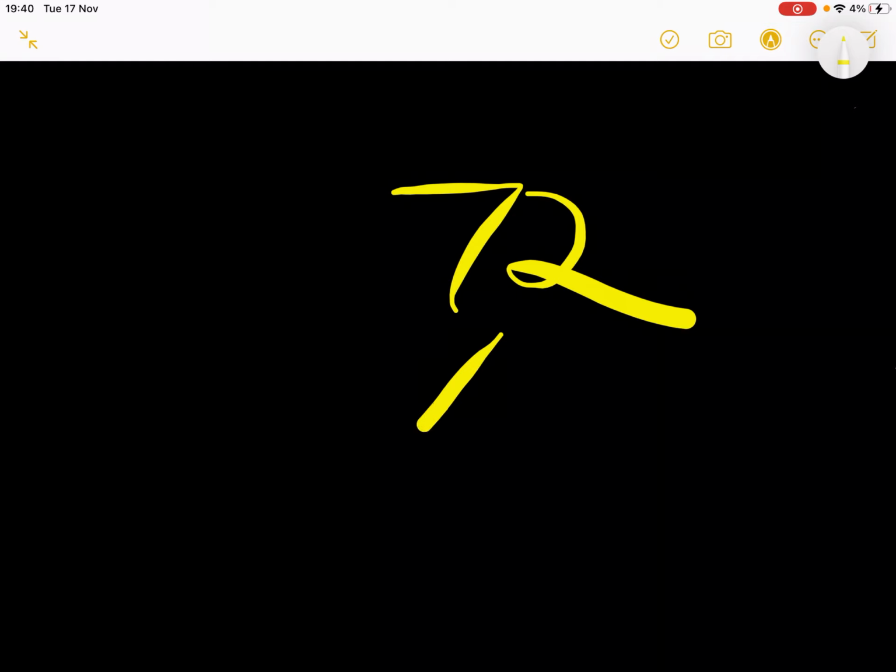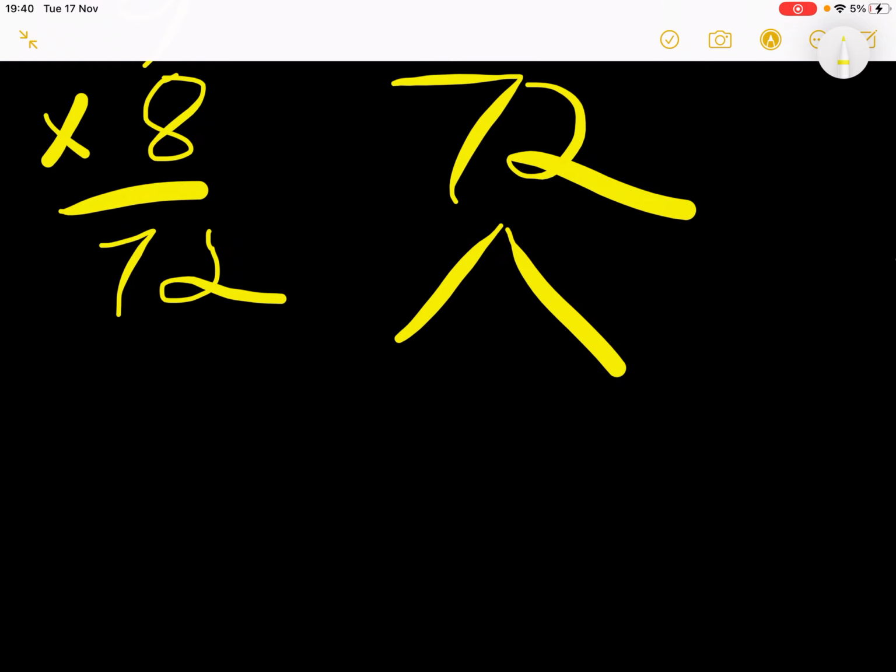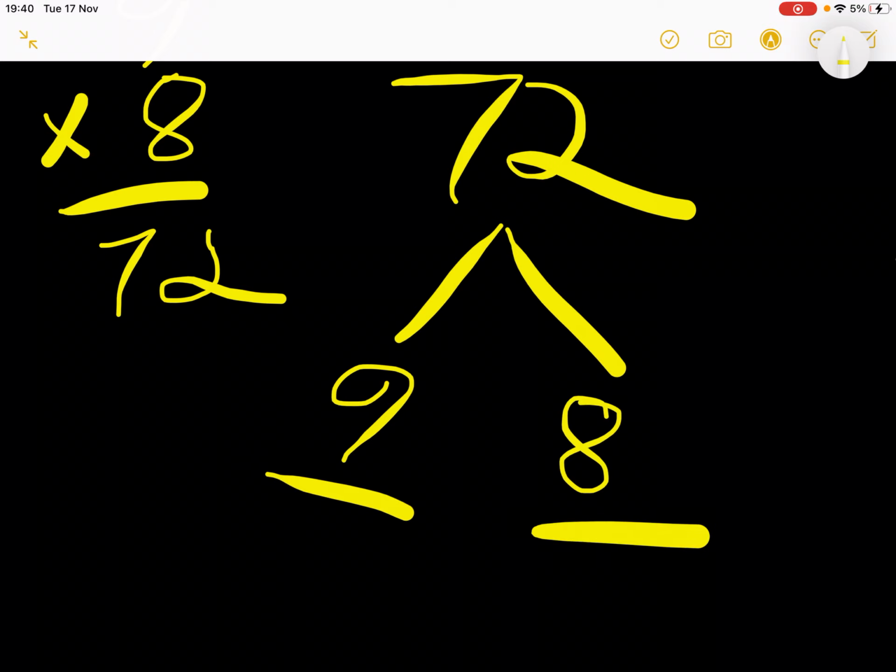So first, you write 72 down, and then you break it down. So what times what equals 72? Well, we already know from our third grade multiplication facts that 9 times 8 equals 72. So that means we can break it down to 9 and 8. But these aren't prime factors yet. So we still have to keep breaking it down.